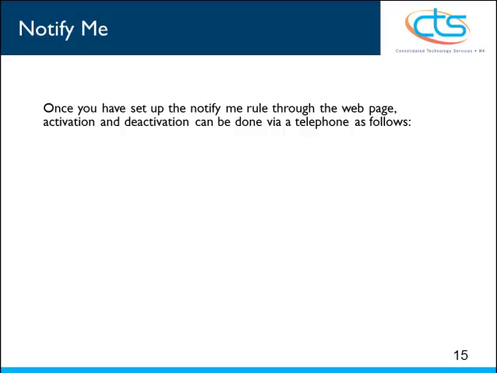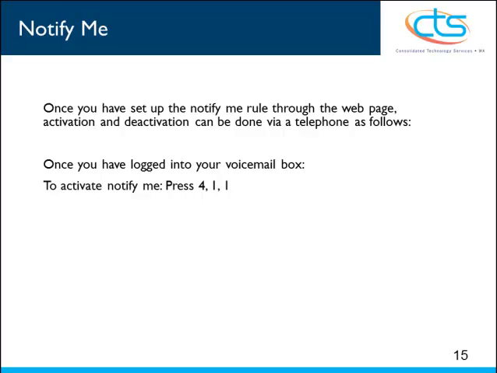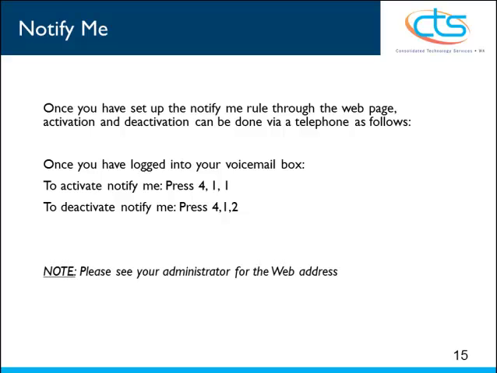Once you have logged into your voicemail box, to activate the Notify Me feature, press 411. If you wish to deactivate the Notify Me feature, press 412. Please note, you will have to get the web address for the web page to set up the Notify Me feature from your system administrator.